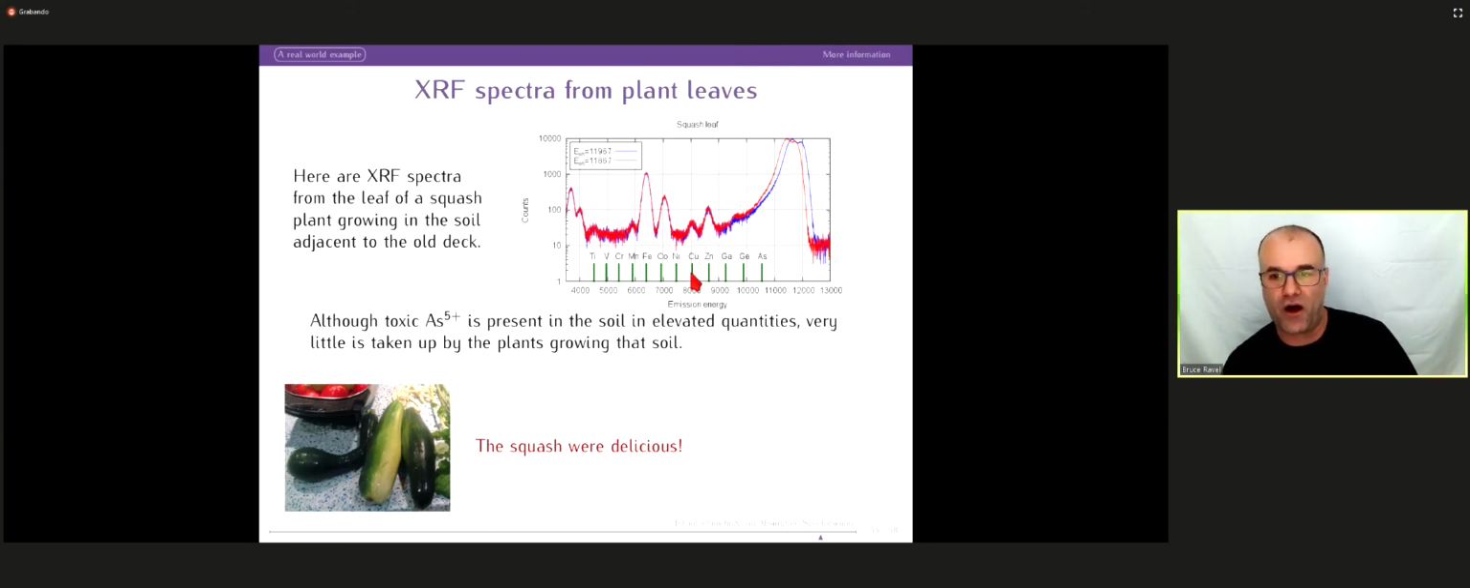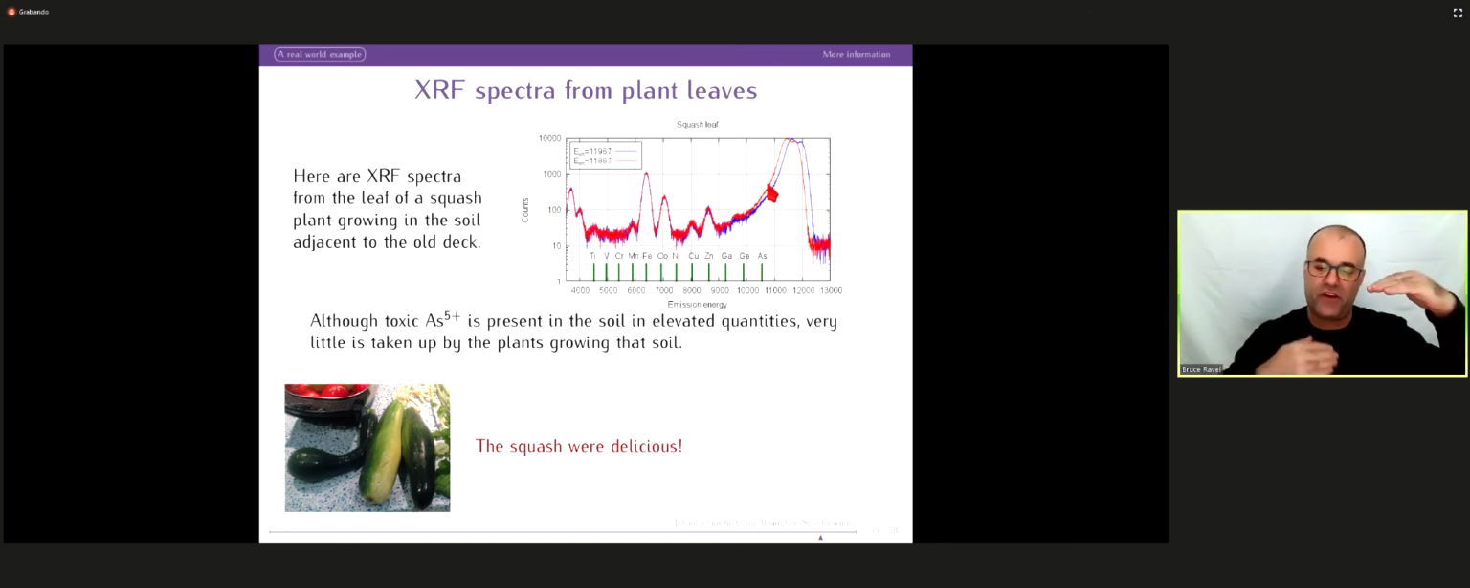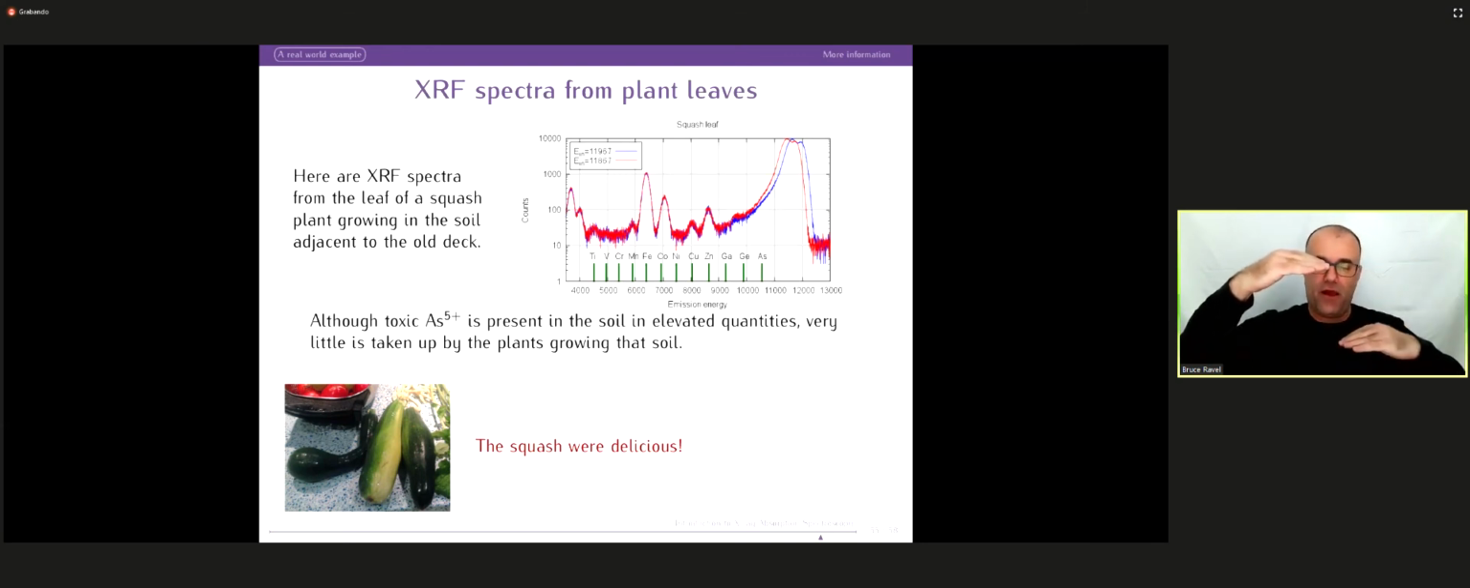So that's one flaw. Another flaw is that here in the United States, the Federal Food and Drug Administration provides guidance for what the maximum amounts of arsenic you can have in things that are meant to be consumed as food. That level is actually too low to measure at a beamline like mine. So there might be dangerous amounts of arsenic here in the squash leaf, but I can't measure it at the beamline because the detection limit is here and the FDA limit is way down here.